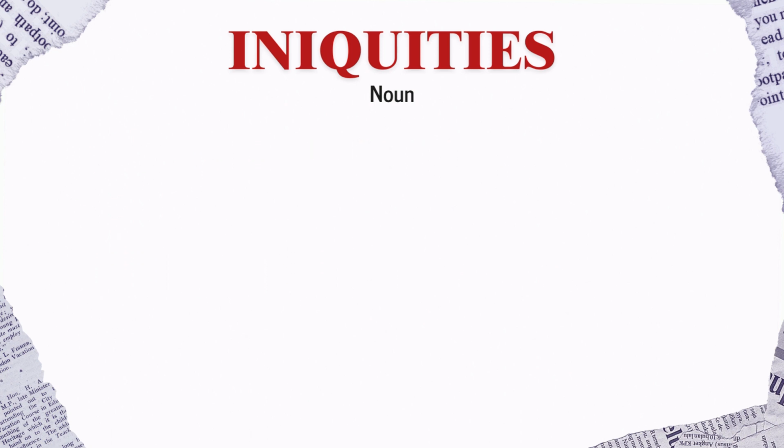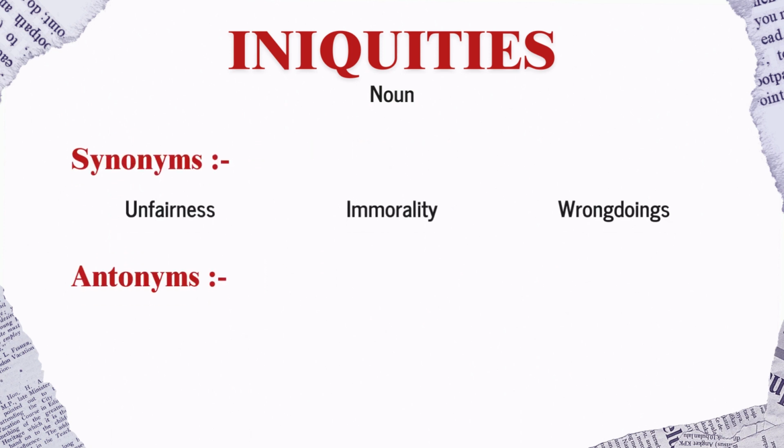Synonyms for iniquities include unfairness, immorality, and wrongdoings. On the other hand, words with opposite meanings or antonyms include fairness, morality, and righteousness.